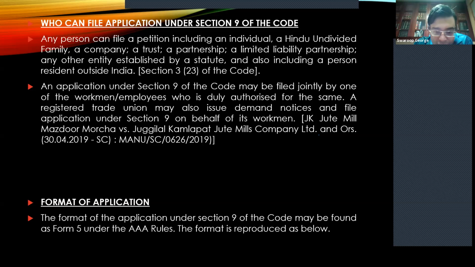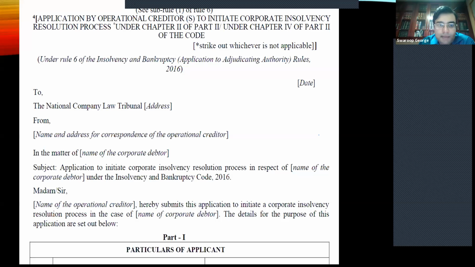Now, coming to the format of the application, again, you have to follow the format given under Form 5 of the Application to Adjudicating Authority rules. I've seen cases where counsels sometimes file the petition in a normal, suit-like format, and the NCLT has asked them to withdraw their case and file it as per the proper format. Now, the format, you can just have a look.